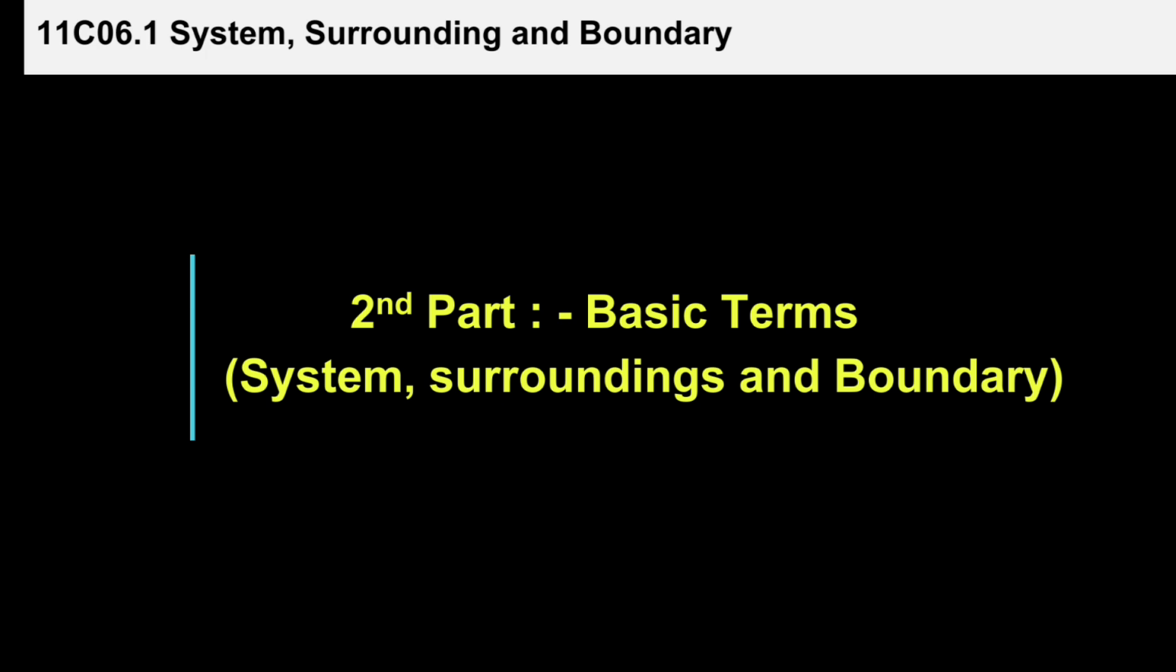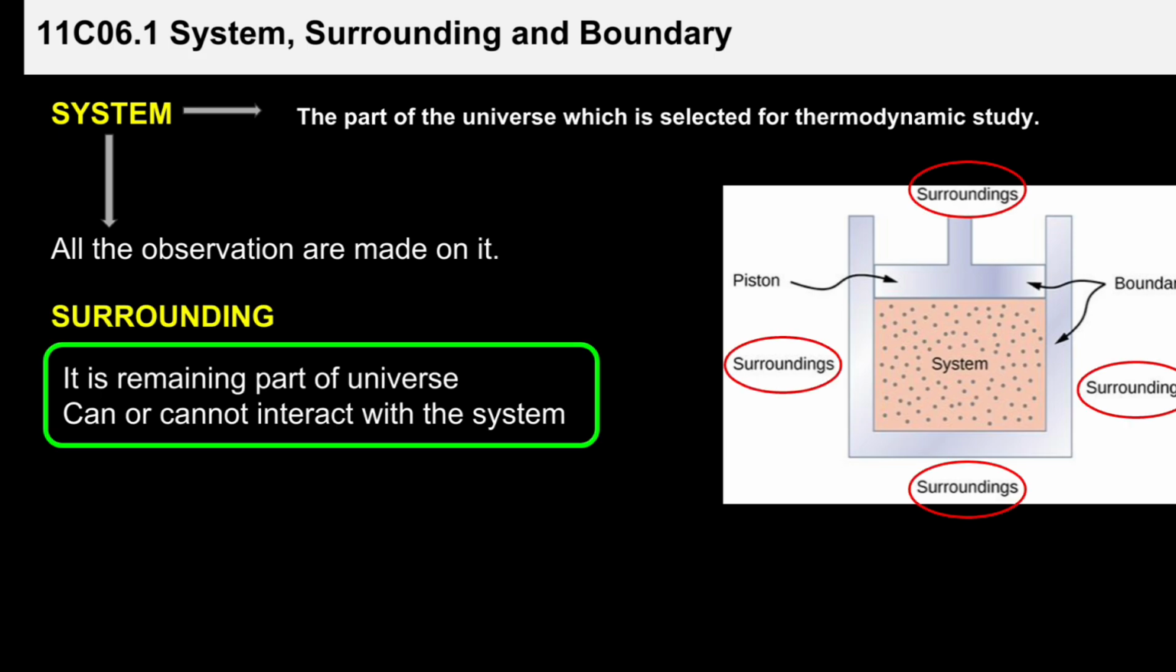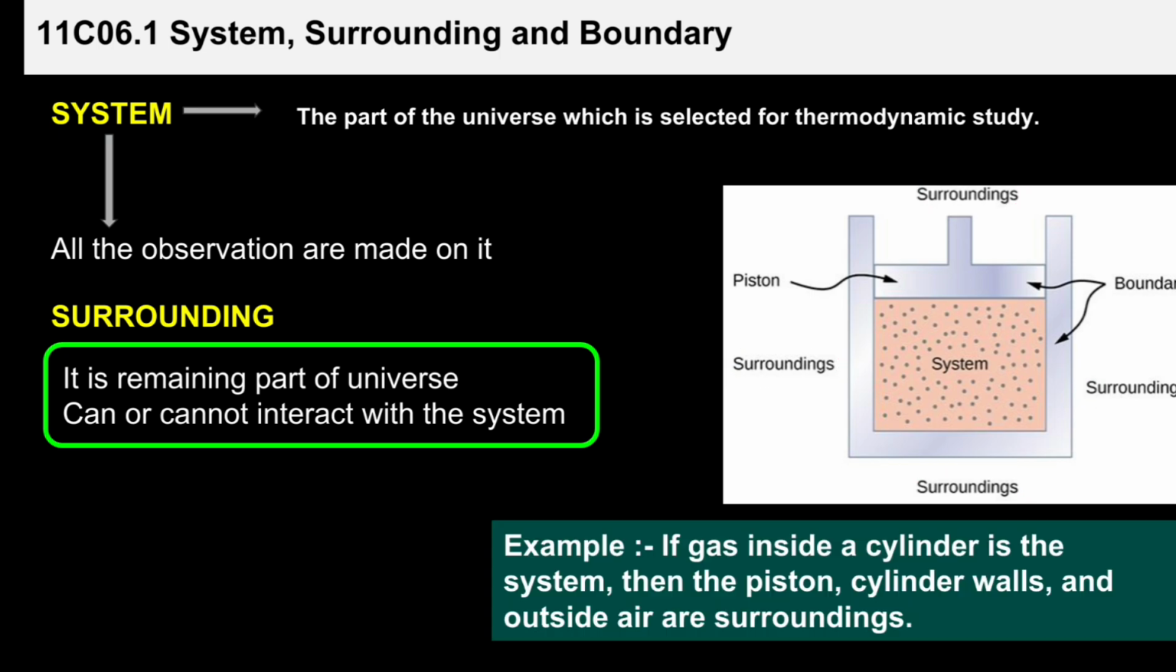In the next part of this chapter, we will define the basic terms that are used in thermodynamics, like system, surrounding, and boundary, because we use these terms multiple times in this chapter. The part of the universe that is selected for thermodynamic study, we call the system, and all the observations are made on it. Second, surrounding. It is the remaining part of the universe that can or cannot interact with the system. For example, if gas inside a cylinder is the system, then the piston, cylinder wall, and outside air we call surroundings.